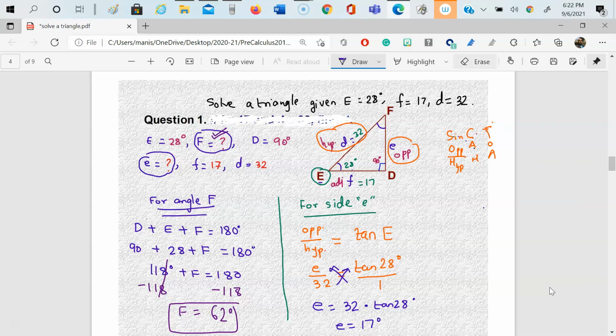No, this is not my 17 degrees. Since it's the side, I'm sorry, I'm just writing over here. Let's write it over here, 17.01. So this is my side over here. Now let's come back over here.